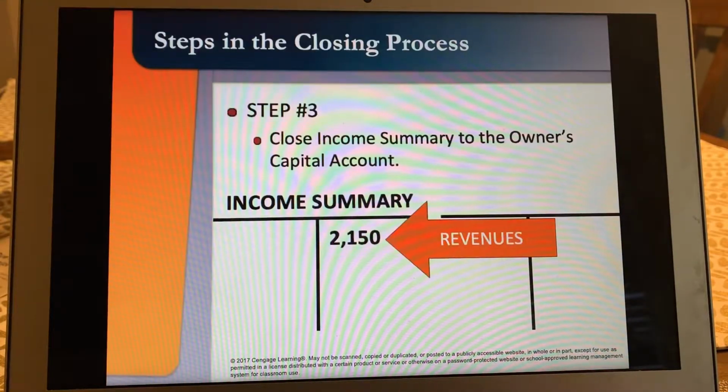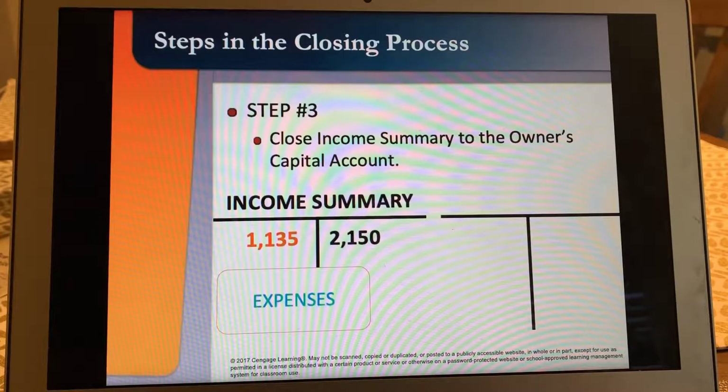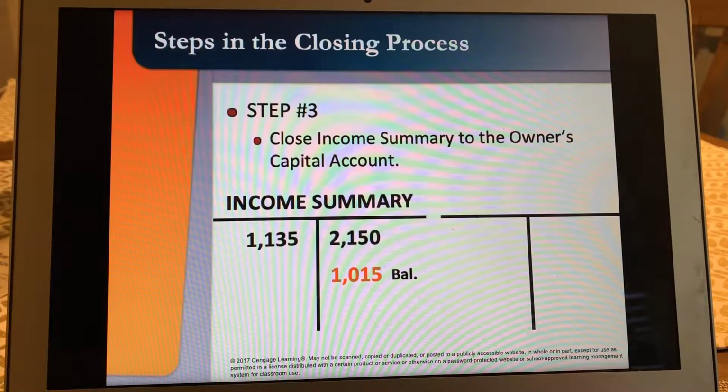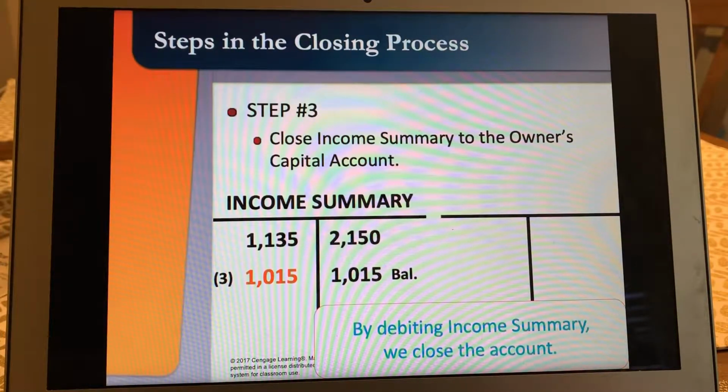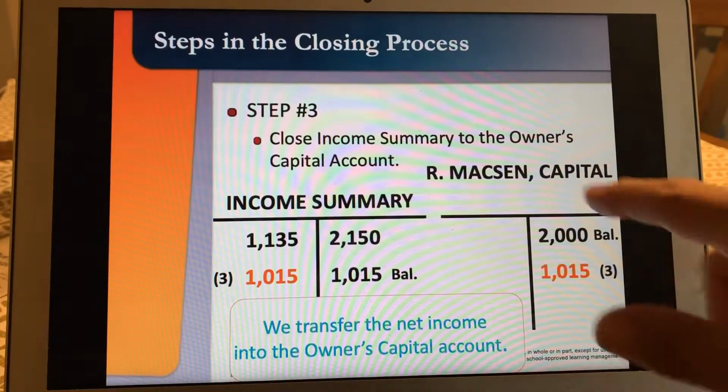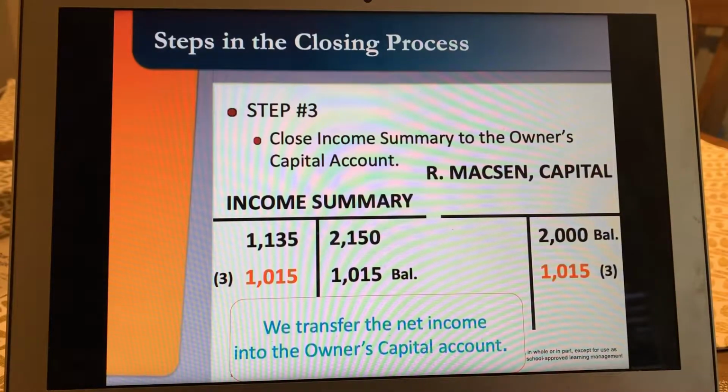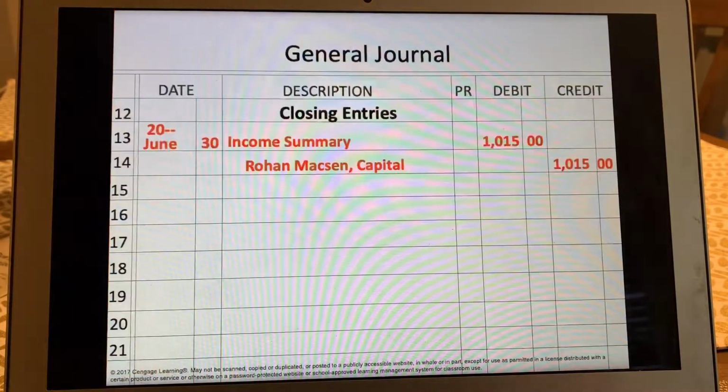Okay, let's see. So income summary is 2150, expenses is 1150, our balance is 1050, which I talked about earlier, which is step 3. So the balance in income summary is the net income. By debiting net income summary, we close the account, and that closes out to capital. Remember our capital account? Those are the steps. Keep in mind, this is kind of just an intro. When you get into Accounting 200, we'll take a look at this in more detail, so keep that in mind.